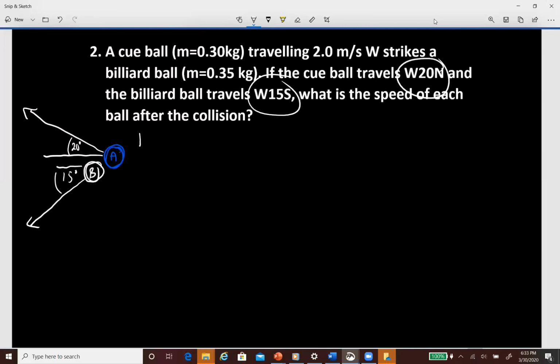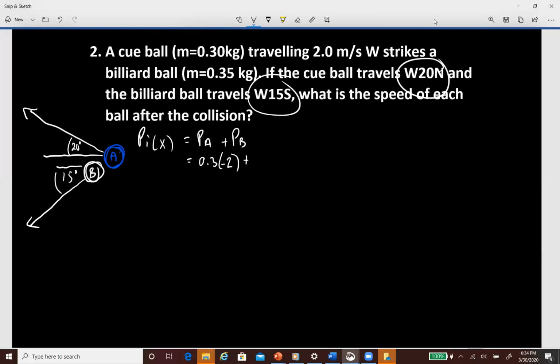So let's look at the initial momentum in the x direction. Initially, it's the momentum of A plus the momentum of B, right? Well, the momentum of A is its mass, 0.3, times its velocity, which is 2 meters per second west, so I'm going to make that a negative value, plus the momentum of B.